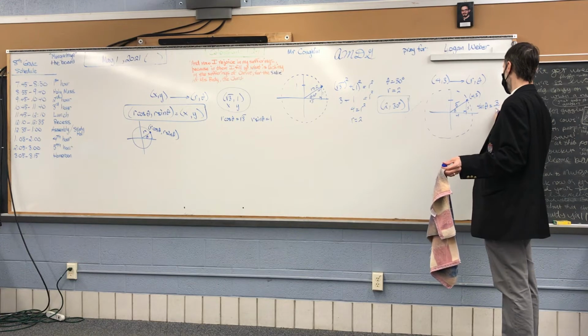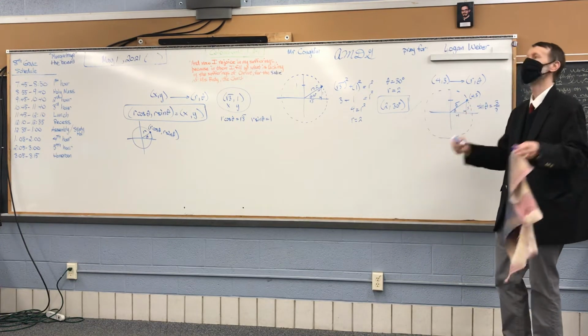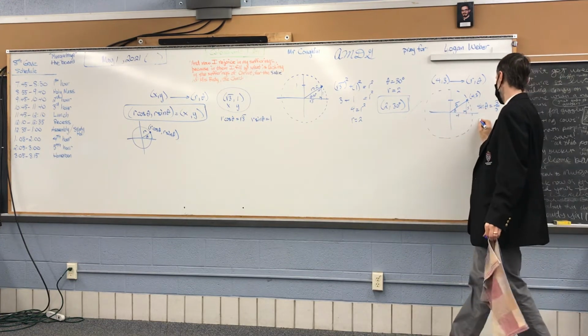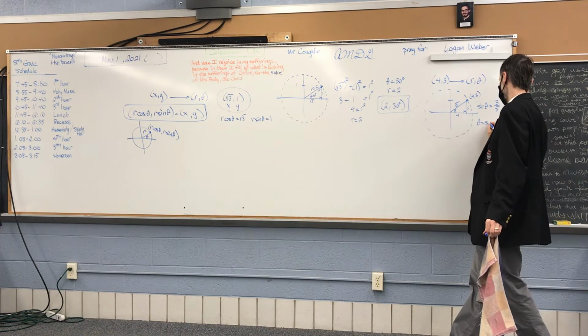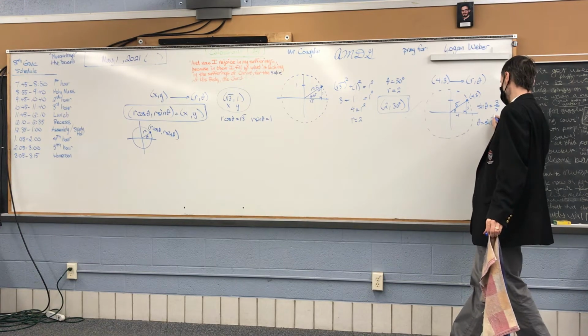3 over 5. How do you get theta? Take the inverse sine. So theta equals inverse sine of 3 over 5. I have no idea what that is.